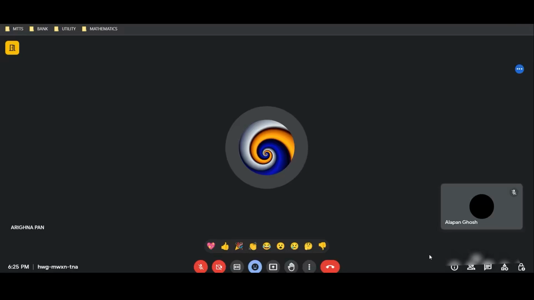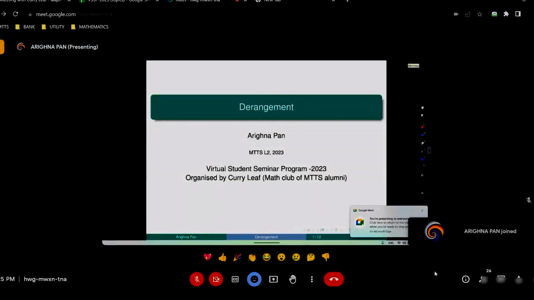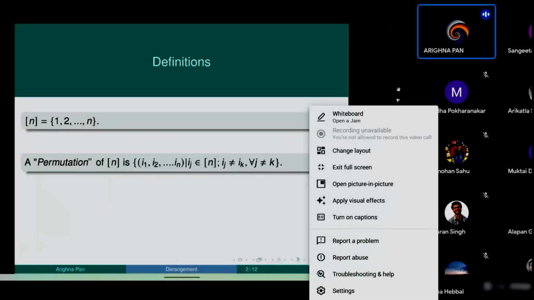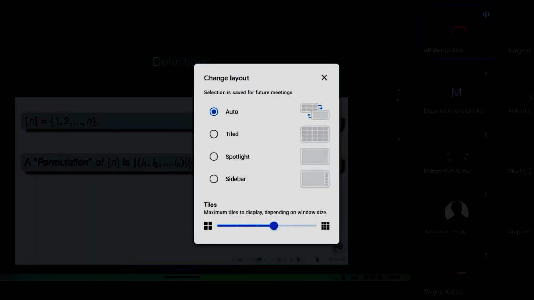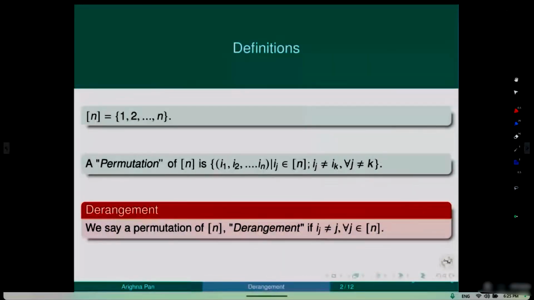So, to start with this topic on derangement, first of all, we will denote the first n natural numbers as box n, and then a permutation on the first n natural numbers is a set of I1 to In such that Ij is from box n and Ij is not equal to Ik for all j not equal to k. And we will call a permutation of box n a derangement if Ij is not equal to j. That means the jth position is not taking value j, so there is no fixed point for any j in the first n natural numbers.